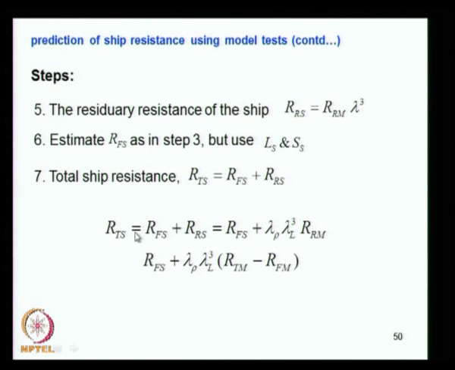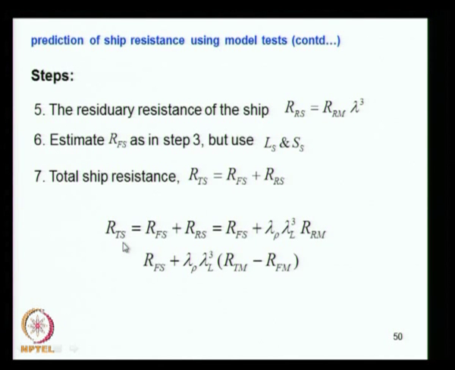So the total resistance of the ship RTS is equal to RFS plus RRS, which is RFS plus, you can take the ratio of the densities of water, rho, and the length scale lambda cube coming from here, times RRM. You can just put this in this form, with RRM equal to RTM minus RFM, just substituting for that. So the total resistance of the ship is estimated in this form.